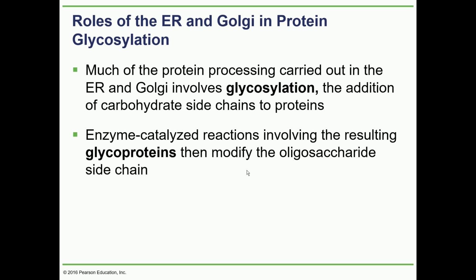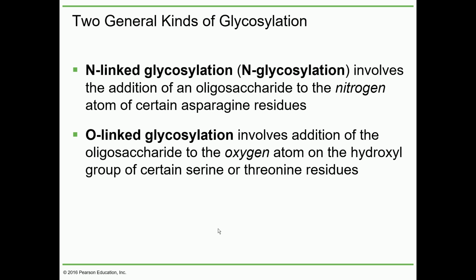This process actually starts in the ER. Both the Golgi apparatus and the ER are involved in the process of glycosylation, and we are going to follow the steps: what the various steps are, and which specific part of the ER and the Golgi apparatus they take place in. Much of the protein processing carried out in the ER and Golgi involves glycosylation. Let's go and see here.